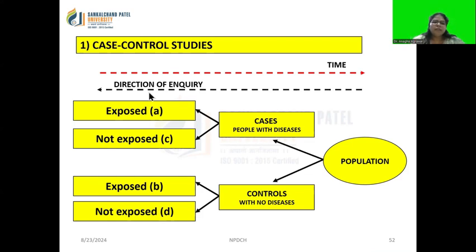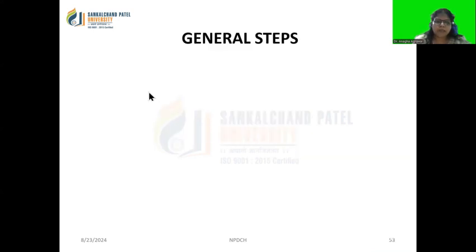So whoever has been exposed in cases and whoever has not been exposed to that particular risk factor, whereas in controls also, whoever has been exposed and whoever has not been exposed to that particular risk factor. And ultimately, over a period of time, how many of the exposed people have developed the disease, whereas how many unexposed people have developed the disease. So that is a general idea about this study. Now we'll go step by step.